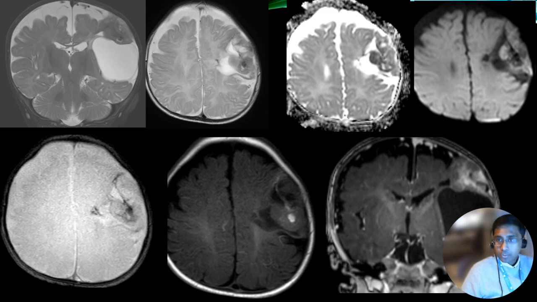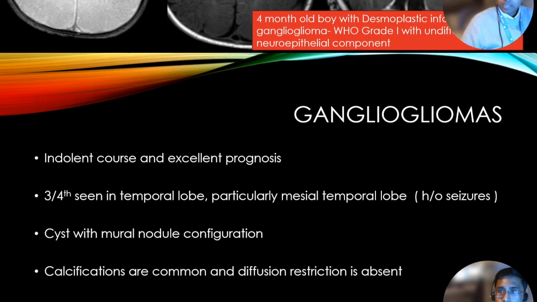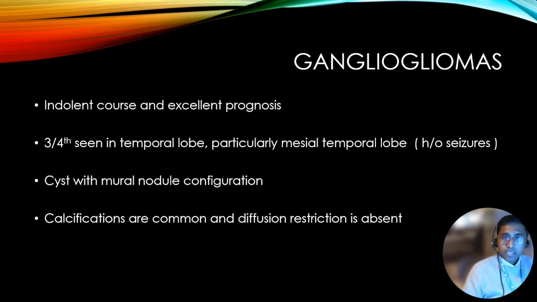As I told you before, this is a very young child, and this turned out to be a case of desmoplastic infantile ganglioglioma, again WHO grade 1, with undifferentiated neuroepithelial components. Gangliogliomas tend to have a very indolent course and an excellent prognosis. They are a typical cause of long-term seizures in the child, and the temporal lobe is the most common location. They tend to have a cyst plus mural nodule configuration, with calcifications being quite common, and they do not restrict.